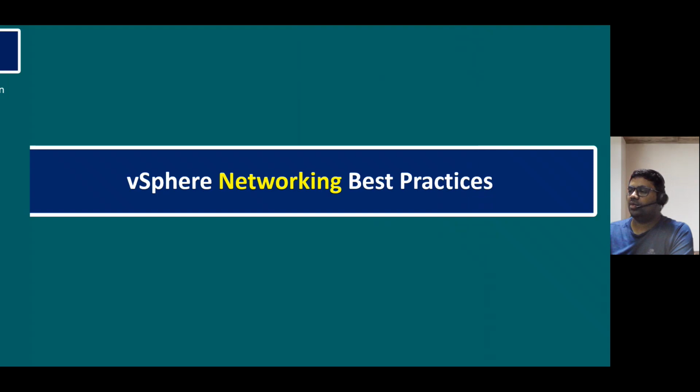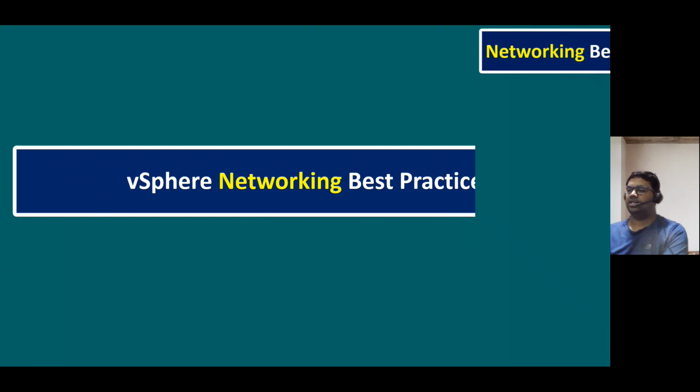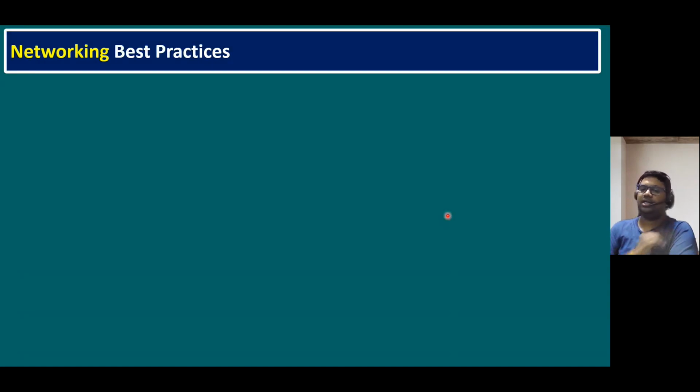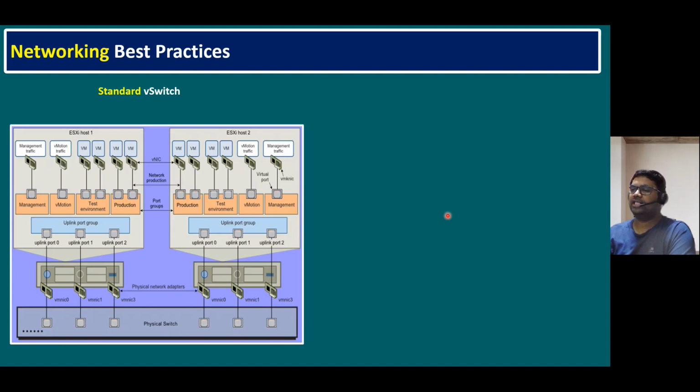Now, let's talk about another key concept in vSphere networking best practices. Before going to the best practices, we should understand the difference between a standard vSwitch and a distributed vSwitch. As we know, a standard virtual switch should be created only within an ESXi host level. We cannot join that vSwitch to another ESXi host. That is a drawback in the standard vSwitch.